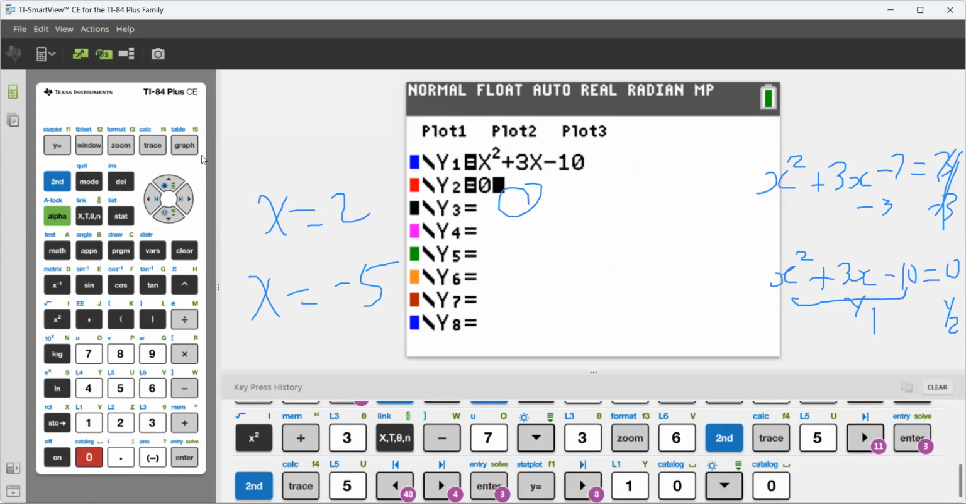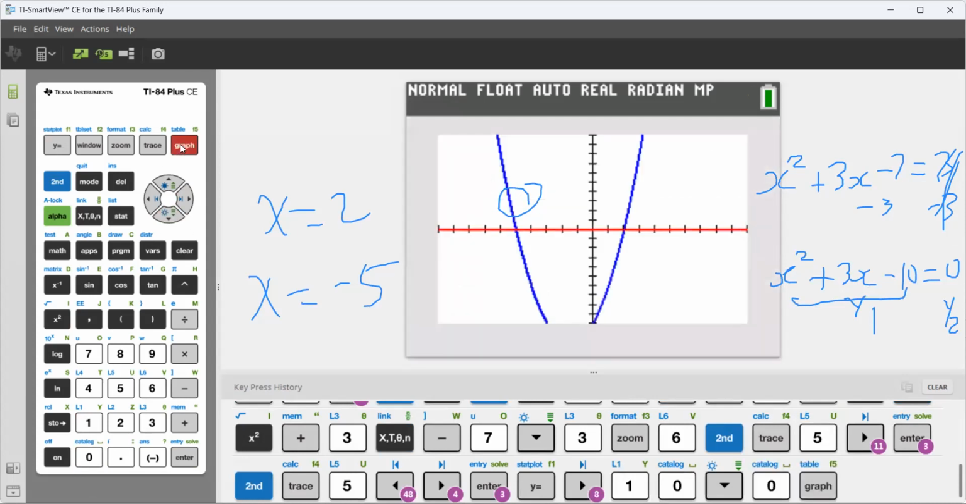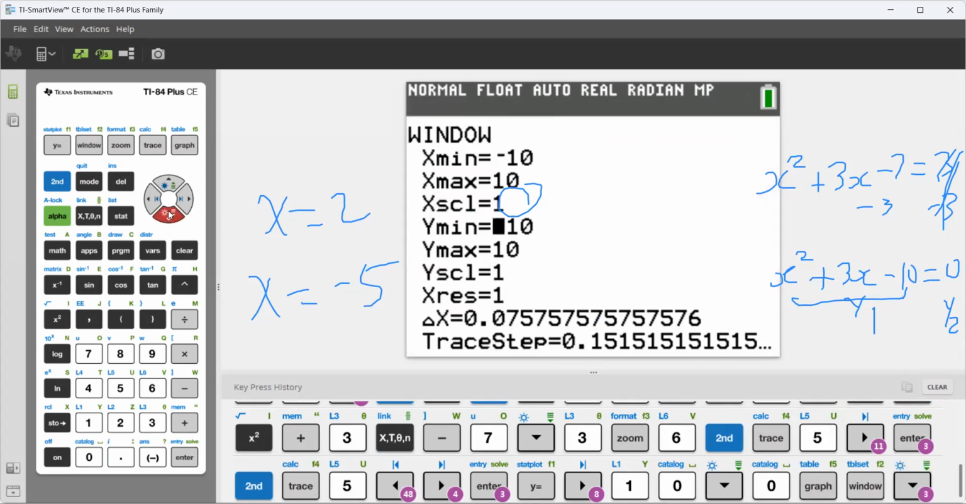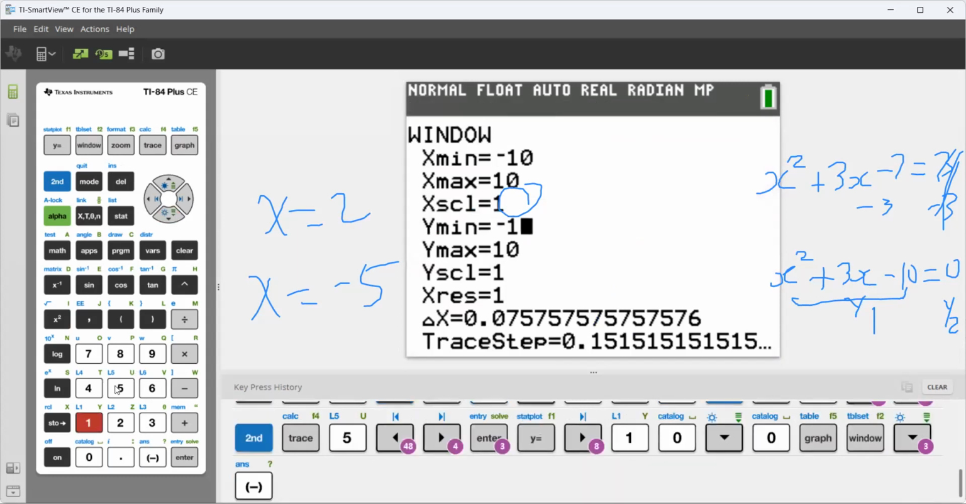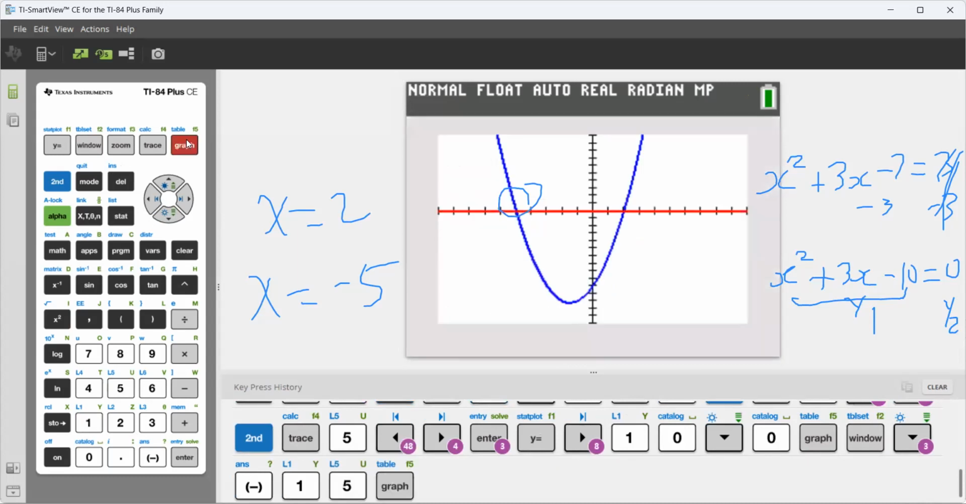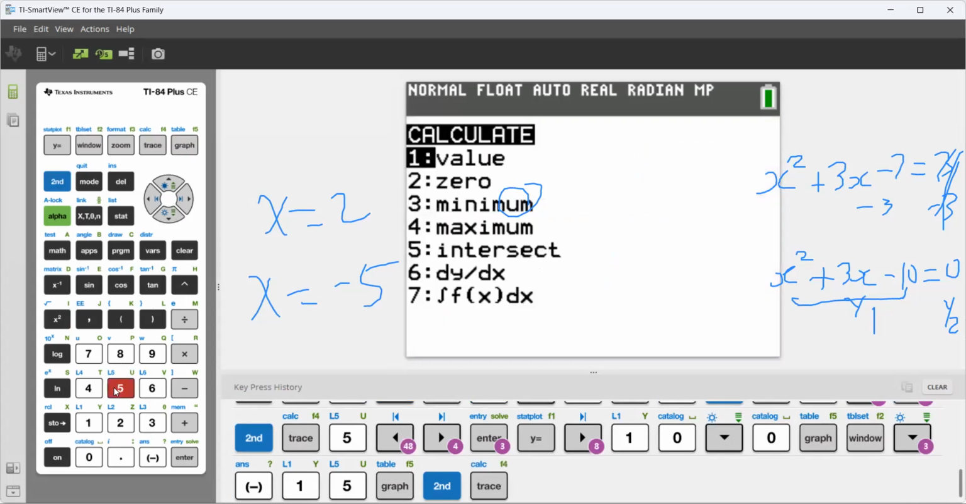Do not forget that. So you go to graph. This is what I have. If I want to see everything here, I have to change my window. For the sake of understanding, for my negative y, I'm going to do negative 15. Yes, now it's better. Now you can see that the red line is on the x-axis. Why? Because y2 is 0, and y equals 0 is the x-axis. That's why.